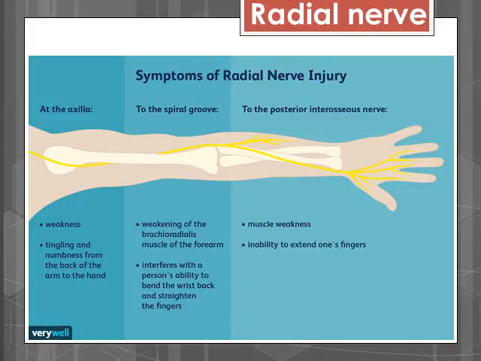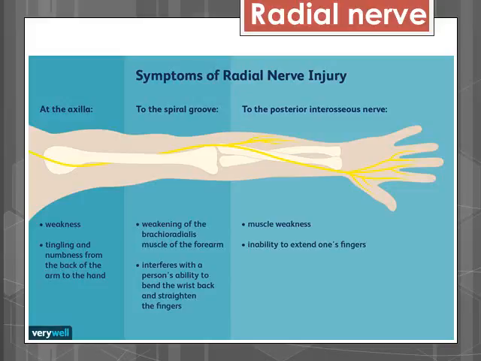The symptoms of injury of the radial nerve are tingling and numbness on the back of the arm, forearm and hand, plus motor effects leading to wrist drop and finger drop. I mean inability to extend the wrist or the fingers. The same symptoms occur if the injury involves the radial nerve in the spiral groove.